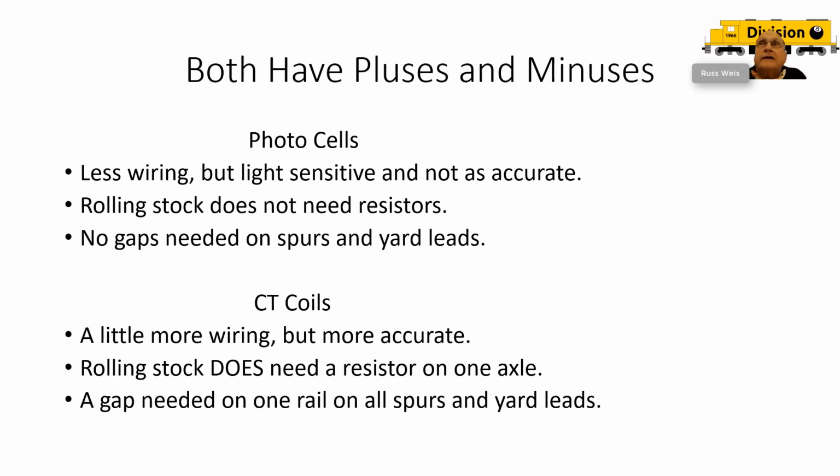We'll come to that in a minute. And you don't have to put any gaps on your spurs or yard leads. So just the opposite with the CT coils: you're going to have to do a little bit more wiring, but they're more accurate. The rolling stock does need at least one resistor on the axle. And we'll come to that in just a minute. And you do have to gap one rail on your spurs and your yard leads.